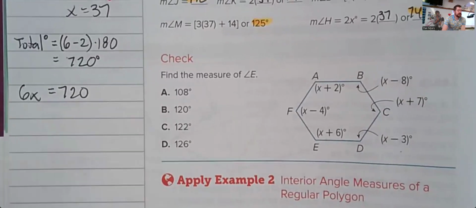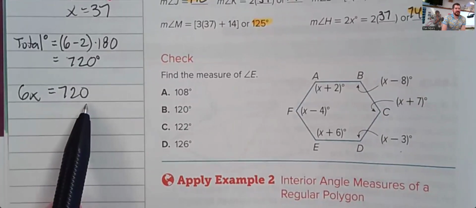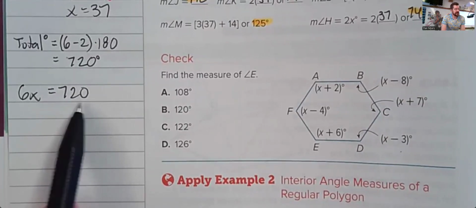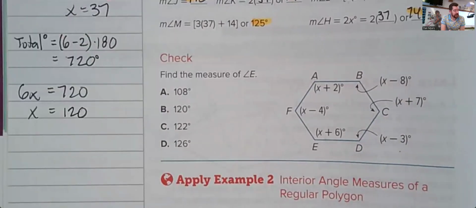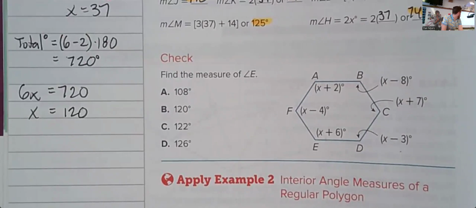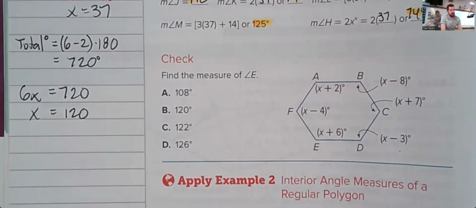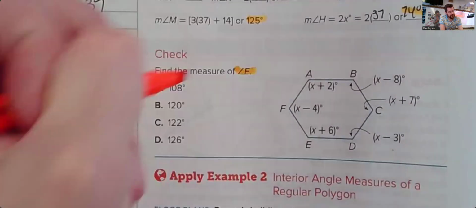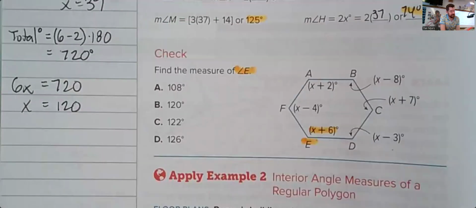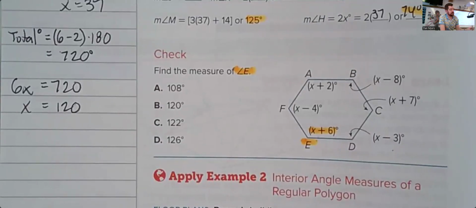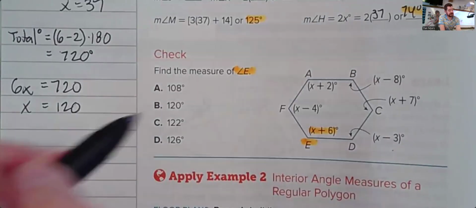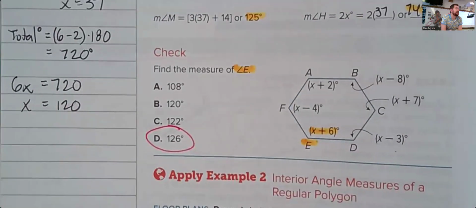So to solve for x, we just divide by 6. So that should be a pretty quick thing to do. What does x equal? 120. Great. So x is equal to 120. All we need to figure out here is the measure of angle E. So here's E. If x is 120, add 6 to it. What do you get? 126. There you go. Answer's D.